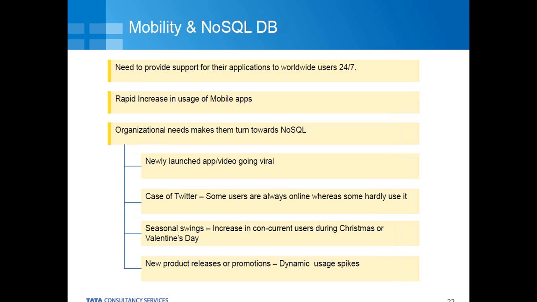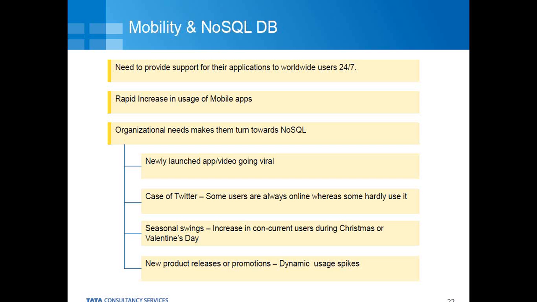The next part is mobility and NoSQL DB. Again, it's very important for organizations to support their applications worldwide, mostly 24/7. Most of the applications are live and have to be highly available to the users. The study says that almost 2 billion users are connected to the internet worldwide. And with the spread of social networks like Facebook, Twitter, Google+, the amount of time spent online is growing. It's also not uncommon for mobile applications to have thousands of new users in a day.